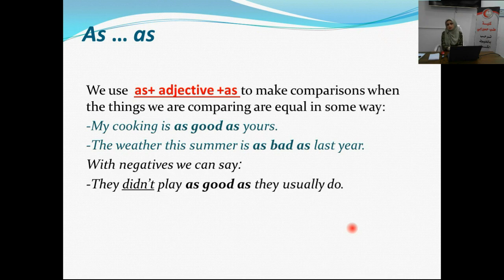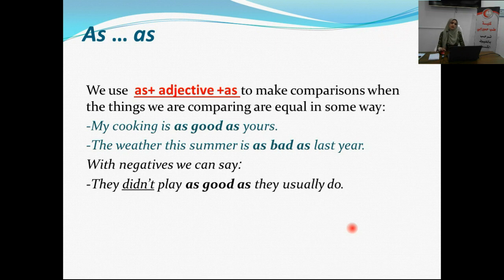Okay, this is what is concerned with showing differences between adjectives. But when we are going to show the similarities between adjectives, we are going to use as. So the rule is we use as plus adjective plus as to make comparisons when the things we are comparing are equal in some way. So we are showing the similarities. Instead of differences, we are going to use the rule of as.